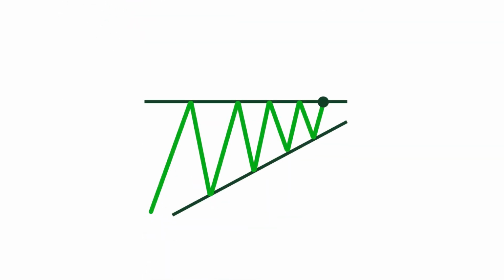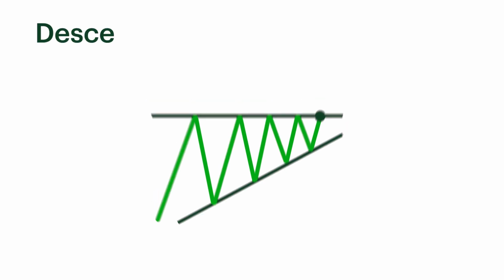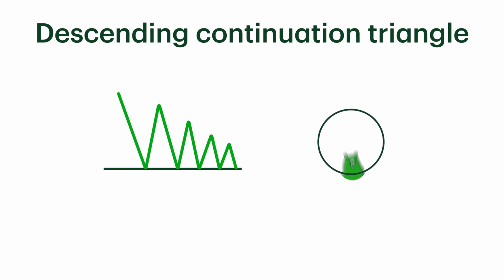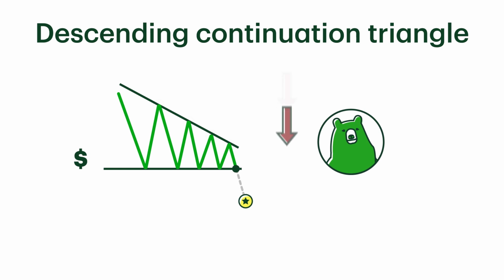The opposite of an ascending continuation triangle is a descending continuation triangle. This is a bearish pattern. It's formed when a stock price continually reaches the same lower limit, hits lower and lower highs on its way back down, and breaks through at a close beyond the lower level.